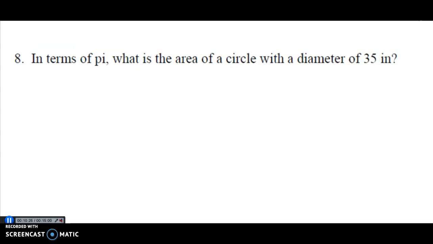Number 8: in terms of pi, what is the area of a circle with a diameter of 35 inches? Looking for the key word here, we have the word area. So that means we're going to be using the formula A equals pi r squared. We need the radius to do this, and we're given the diameter, so we have to figure out what the radius is. The radius is going to be half of 35.